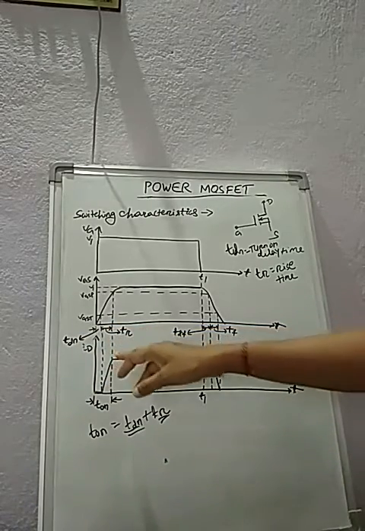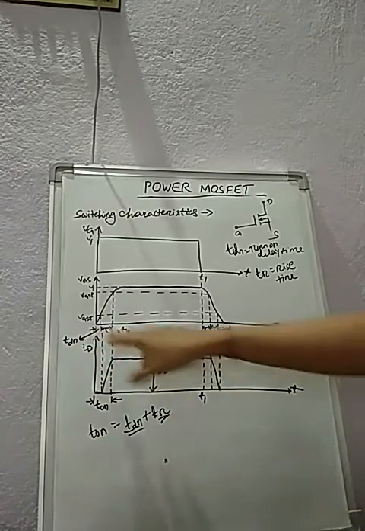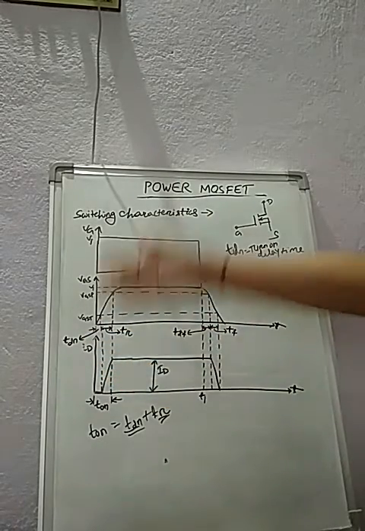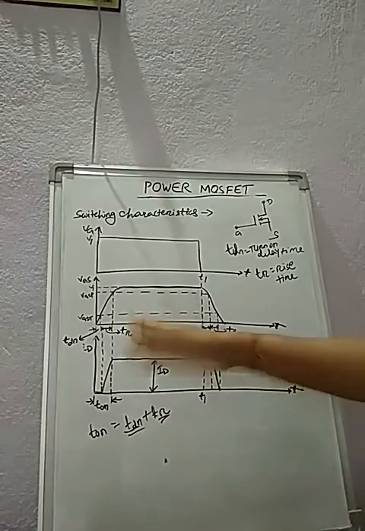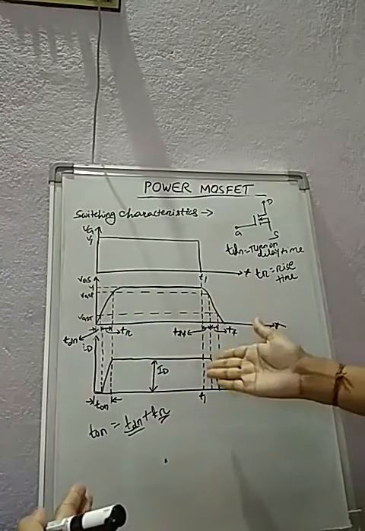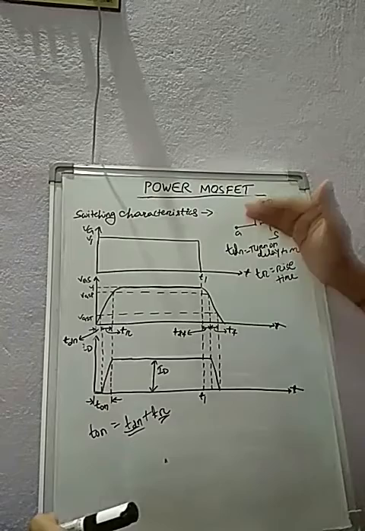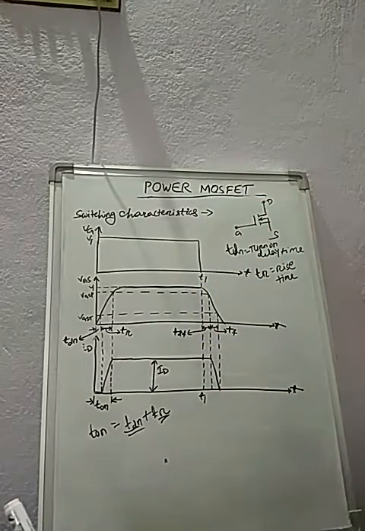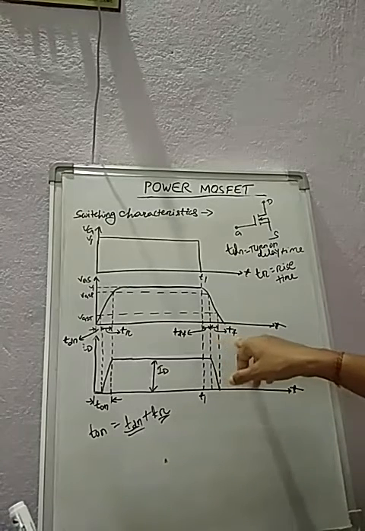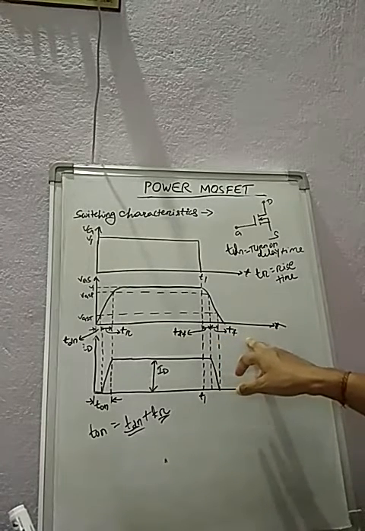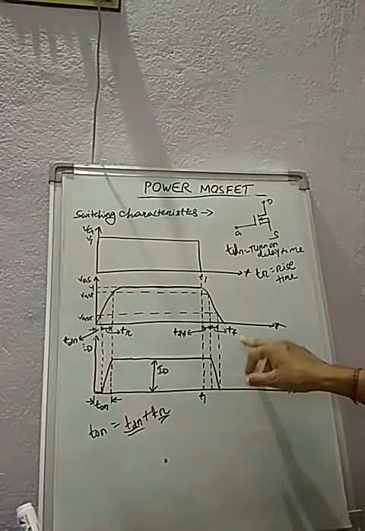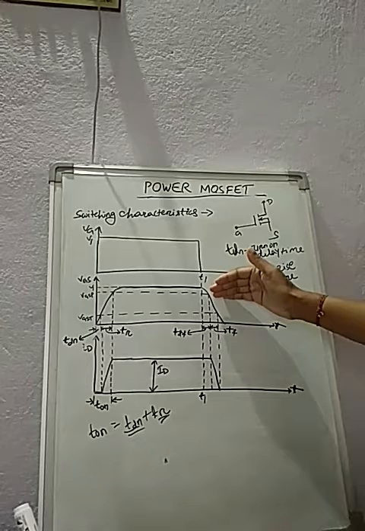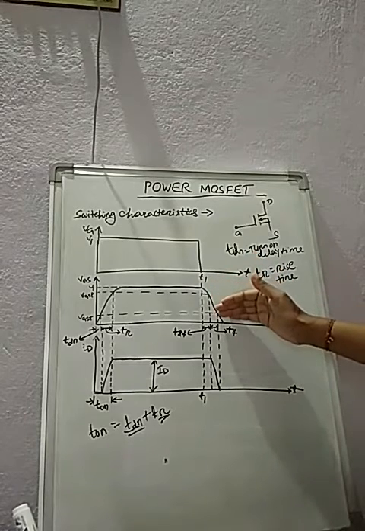Similar to the turn on delay time, during the turn on delay time the input capacitance charges to this level VGST. Similarly, like TDN, during TDF the input capacitance discharges from the V1 level to VGSP. And then there is another time, that is the fall time, TF. TF is the time during which the input capacitance discharges from the VGSP level to the threshold level.